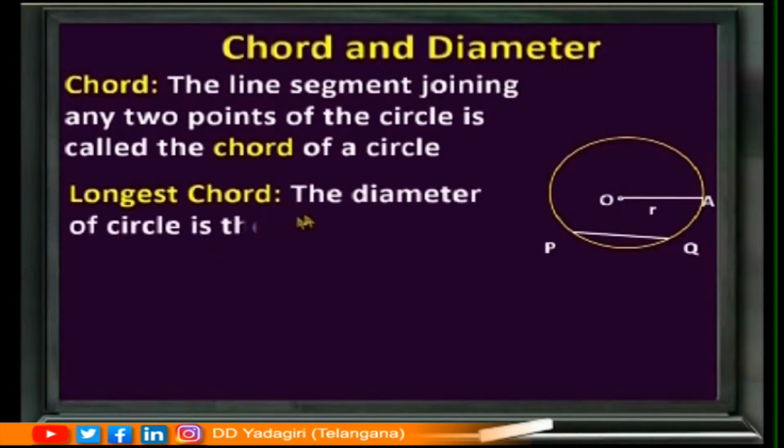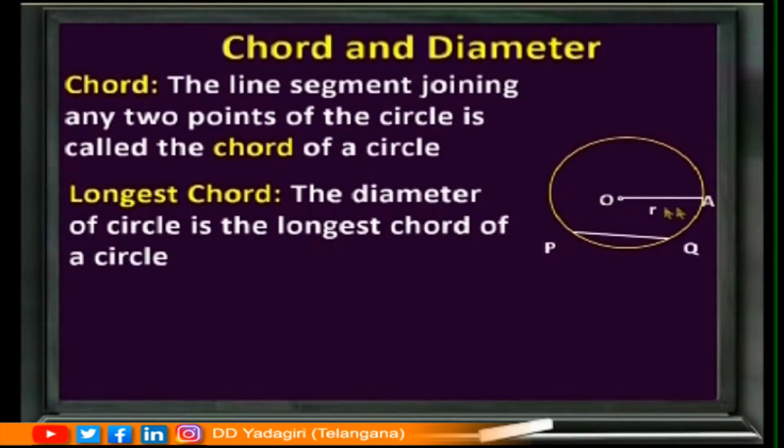So what is the longest chord? The diameter of a circle is the longest chord of a circle. So if I increase the size of the chord, it will pass through the center of the circle, which we can also call the diameter. So the diameter of the circle is the longest chord of a circle, and half of the diameter is called the radius.